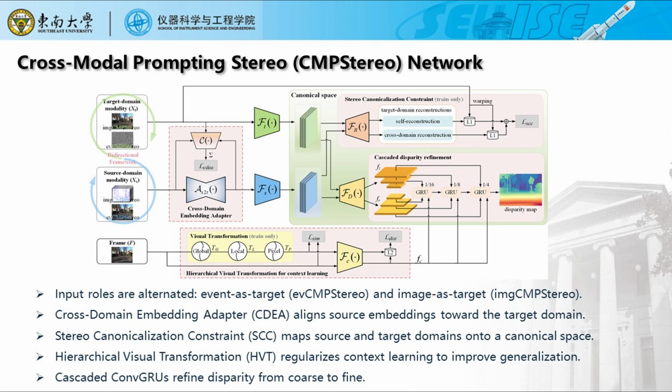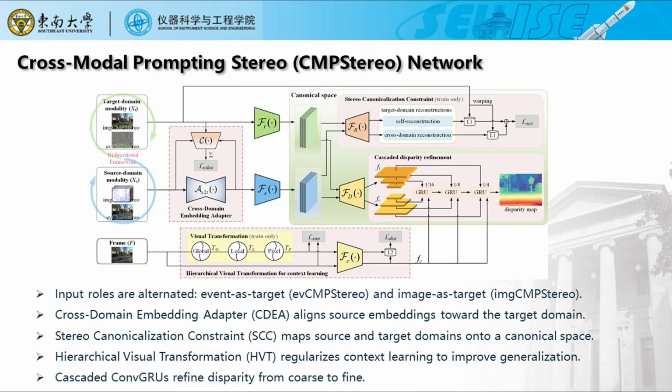The purpose of SCC is to map both the source and target domains into a shared canonical space for stereo matching. This helps build more reliable correspondence between event and image features, while avoiding excessive suppression of their unique information. In addition, we apply hierarchical visual transformation, or HVT, during training. HVT provides context-level regularization and improves the generalization ability of the model, especially when facing different scenes or domain variations.